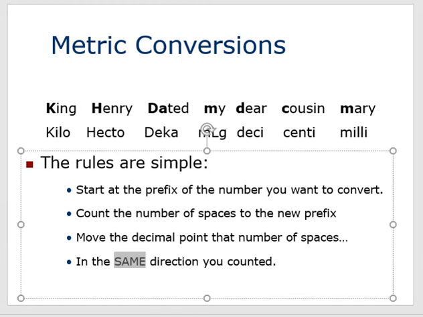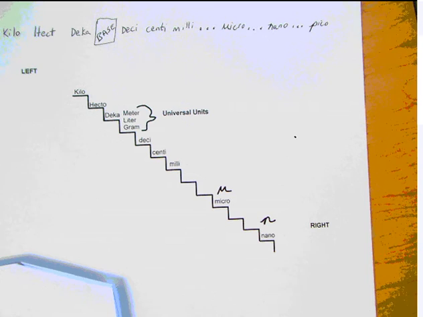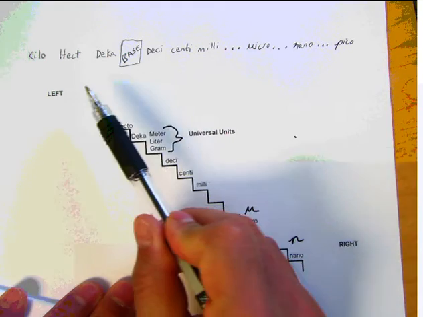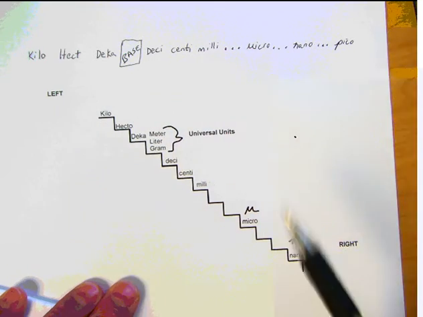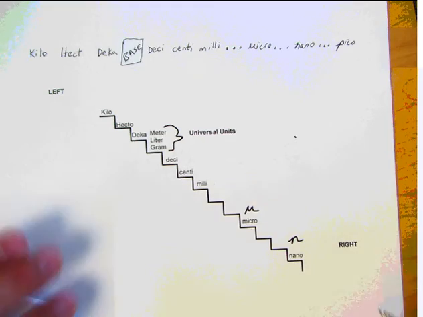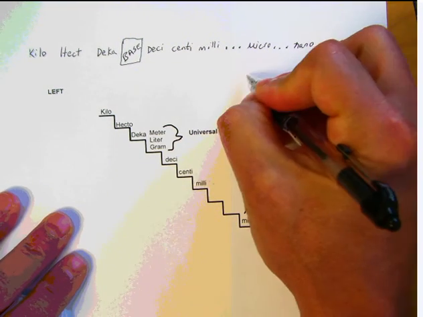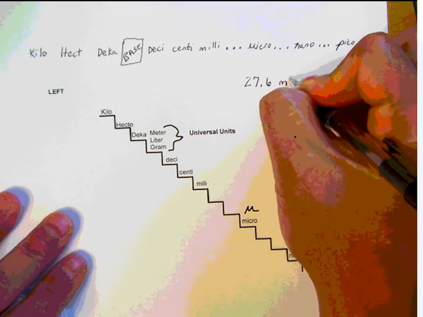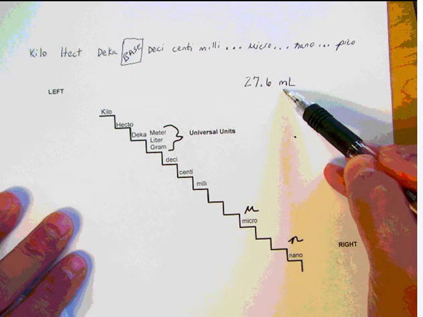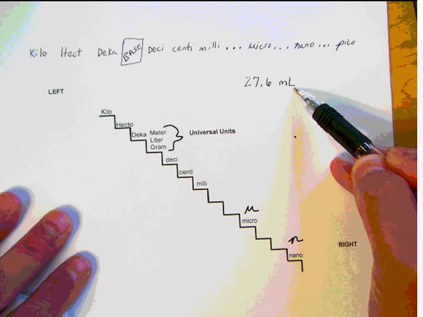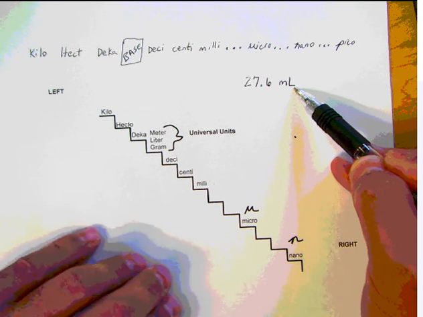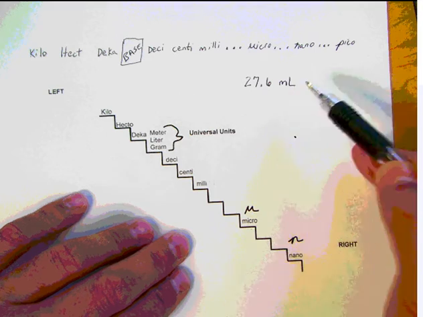Let's take a look at one example and see if it'll make some sense for you. So here is my ladder, and I also have the base units written up here. There's all the metric units written up here. If we have the original value 27.6 milliliters, mL, the L is always capitalized, because otherwise it could be misconstrued as a 1. Otherwise, this is in milliliters.